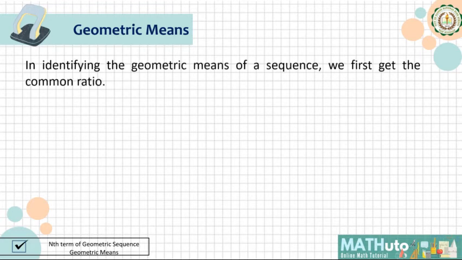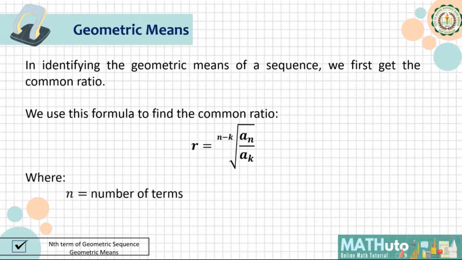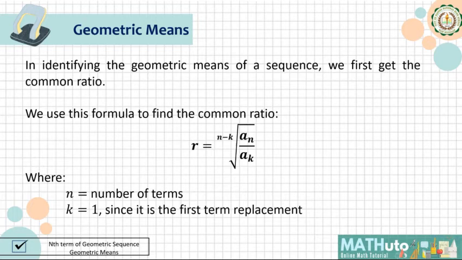In identifying the geometric means of a sequence, we first get the common ratio. And for that, we use this formula. Common ratio, or r, is equal to the (n minus k)th root of a sub n over a sub k, wherein n is the number of terms, k is equal to 1 since it is the first term, and r is equal to the common ratio.